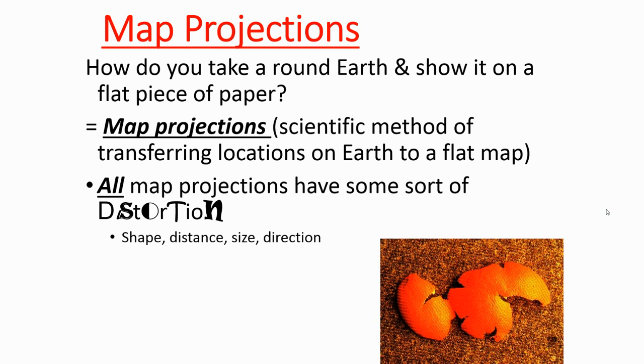So the shape of the place may get stretched. Distance between places becomes inaccurate. Sizes of places may be exaggerated or may look too small. And even the direction will be misrepresented. So it depends on what kind of projection you use, but no matter what, whenever you take a 3D sphere, a 3D surface, and you try to make it 2D on a map, it's going to create distortion.